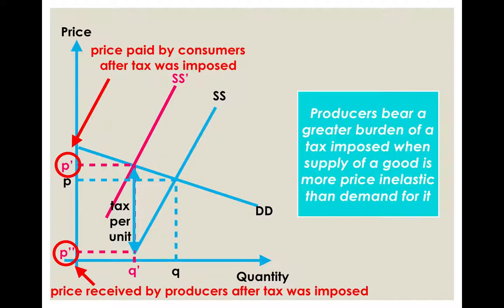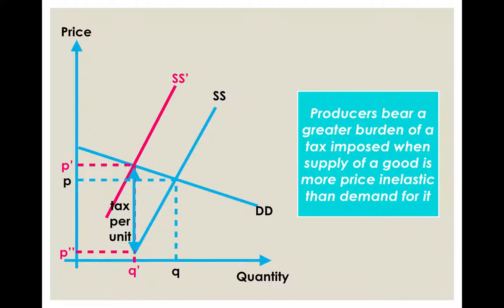So you notice that the difference between this diagram and the previous diagram is that in this diagram, we are trying to illustrate that the supply of this good is more price inelastic than the demand for this good. Again, the tax burden borne by consumers is given by the yellow area, and the tax burden borne by producers is given by the purple area. Again, the same intuition applies behind this diagram. Why is it that producers bear a greater burden of a tax imposed when the supply of a good is more price inelastic than the demand for it?